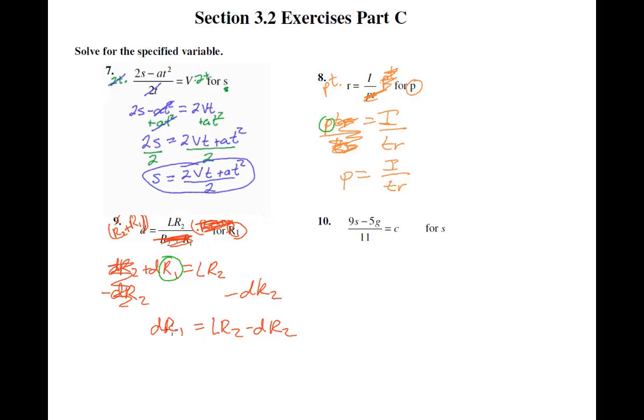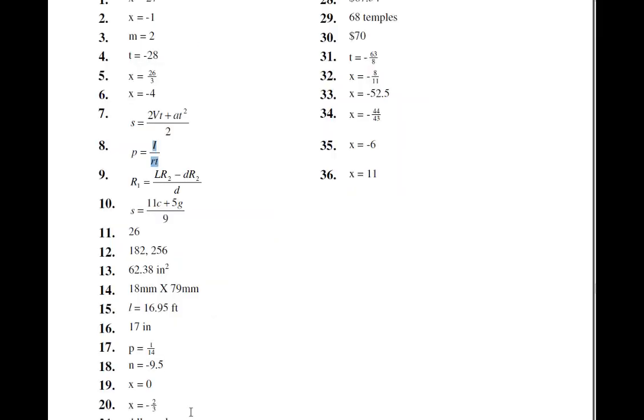Good, and the last thing is to divide off that d. Good, and those cancel, so we're left with r1 all by itself, just like we wanted, and lr2 minus dr2 all over d. Let's double check that answer. Yeah, lr2 minus dr2 all over d.